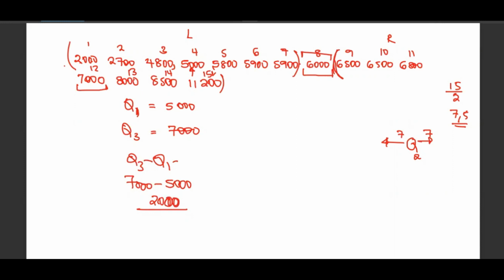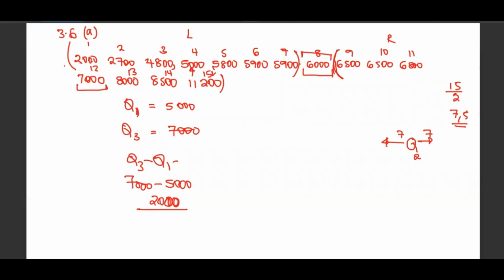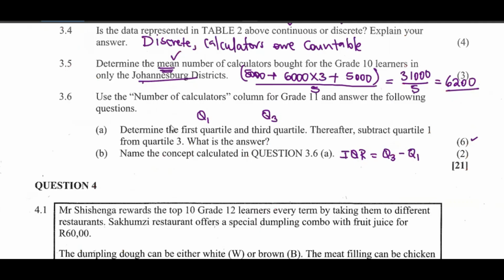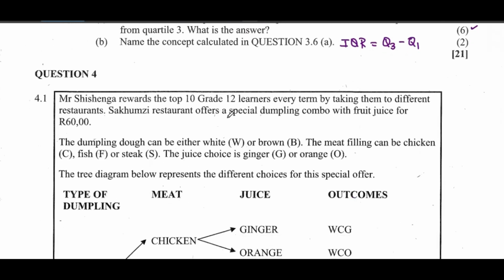This is question 3.6a. You arrange the numbers, look for the median on the right and the median on the left. All right, we go to the second question. We look at question number 4.